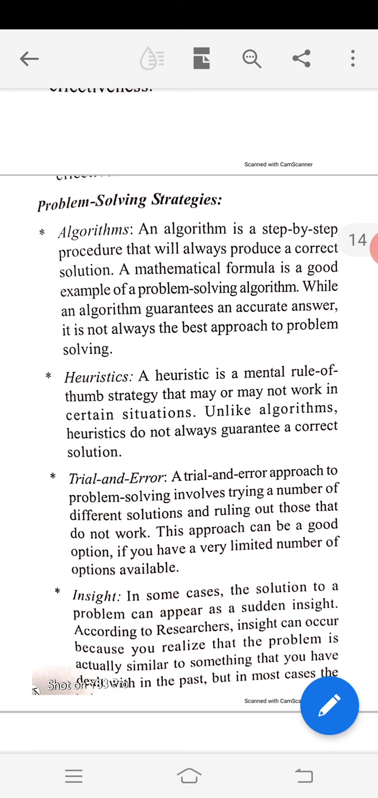Next is the trial and error method of problem solving. In the trial and error method, we try a number of different solutions to solve the problem, and this approach can be a good option for a person having a limited number of options.